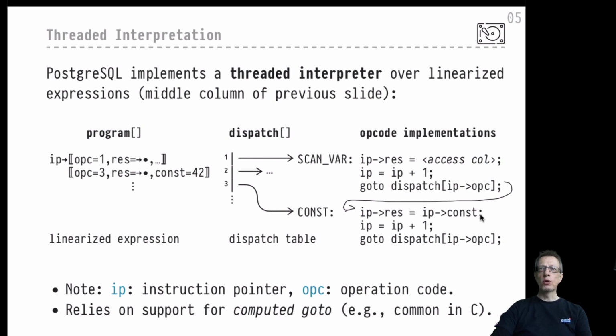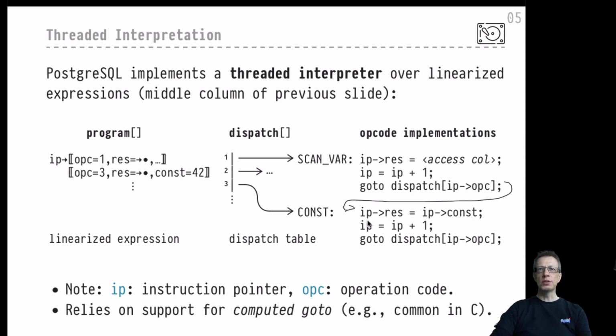This is called threaded interpretation. We will just thread the different opcodes, or the implementation of the different opcodes, directly together without any special interpreter top-level loop or something. The implementation of one opcode would just directly invoke the implementation of the subsequent opcode.